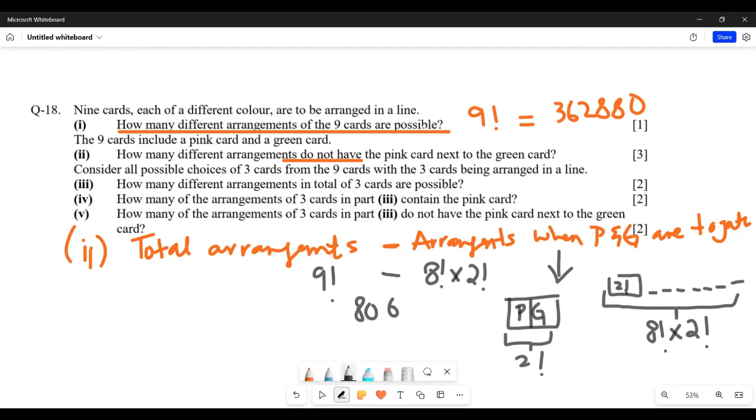Sorry, no. That's 9 factorial minus 8 factorial times 2 factorial. So this gives 282240. That's the answer.